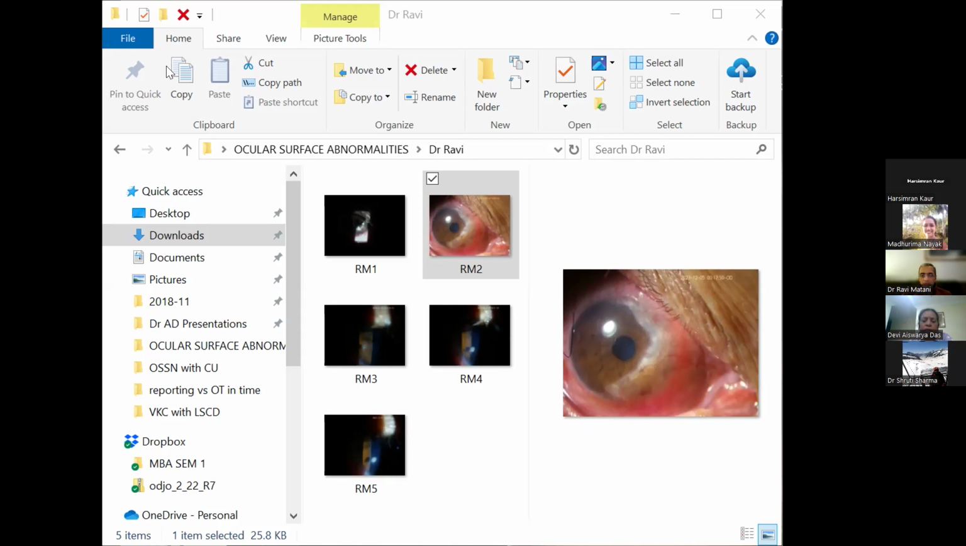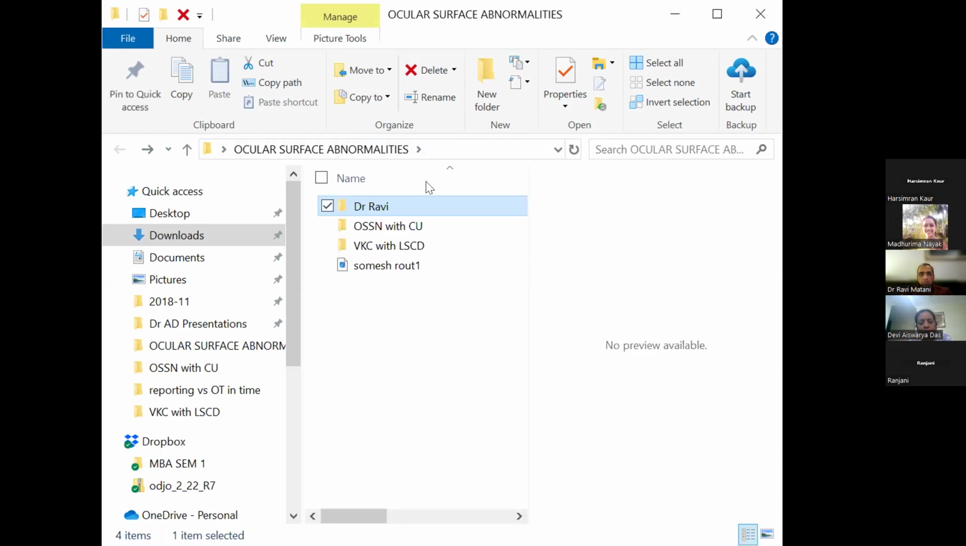Okay. Any other thought on this, anyone? Dr. Ranjini has a question. Yeah. Hello. Hi. Am I audible? Yeah. Ma'am, what is your experience of interferon alpha 2B drops in case of OSSN, ma'am? I have not used it. I always go for MMC. Okay. Thank you.